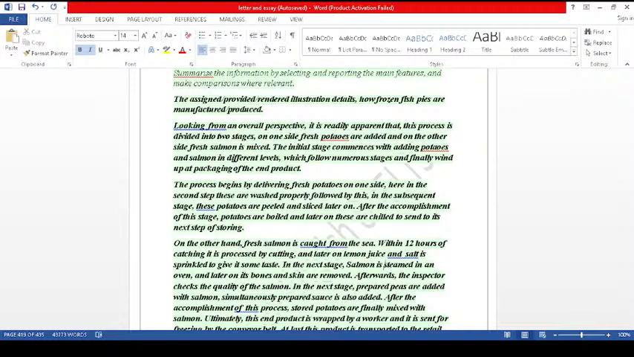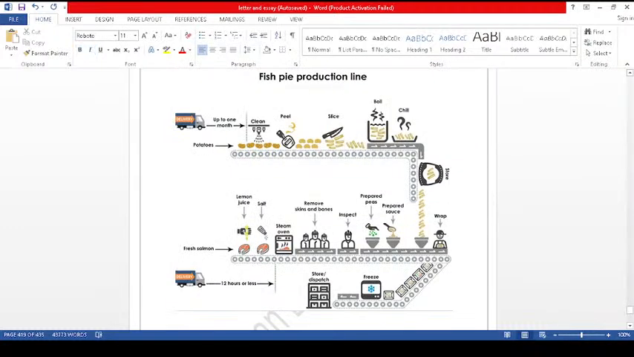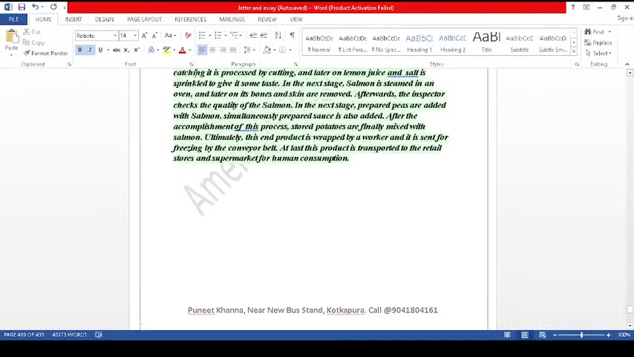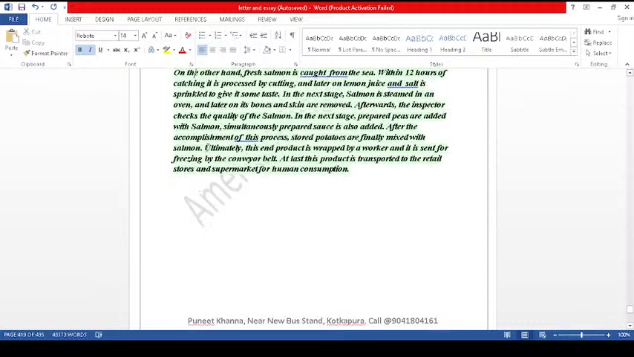Afterwards, the inspector checks the quality of the Salmon, so you need to put the capital letter for the Salmon because it's a proper noun. In the next stage, prepared pizza added with salmon. Okay, simultaneously prepared sauce is also added. After the accomplishment, okay, I think we have used the word accomplishment over here, so we can simply use fulfillment. Okay, after the fulfillment.